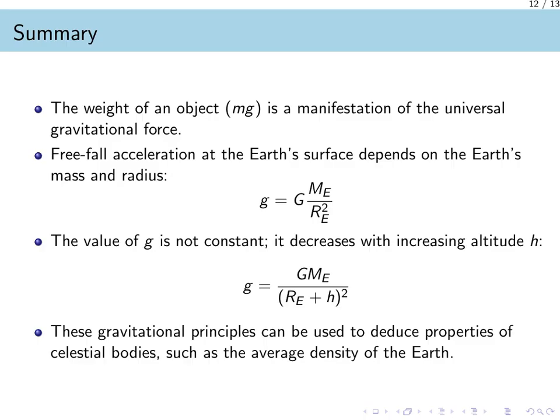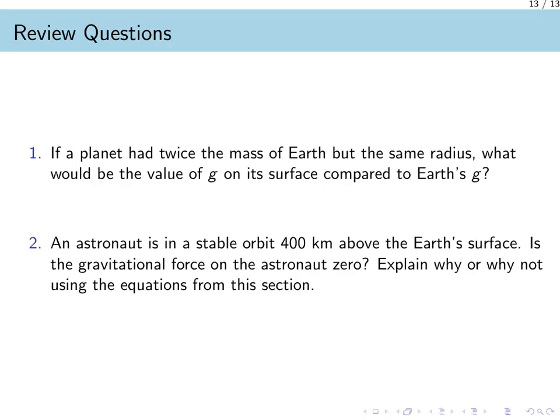These gravitational principles are powerful tools. For example, they allow us to use the measured value of g to deduce large-scale properties of a planet, like the average density of the Earth. In short, the familiar freefall acceleration, g, is a direct consequence of universal gravitation, and its value is determined by the mass and size of the planet. Let us work through these review questions to solidify our understanding.